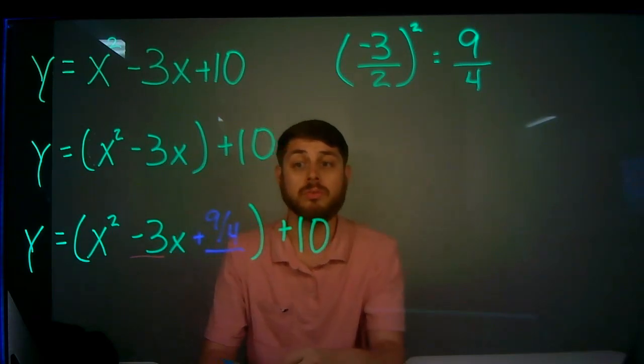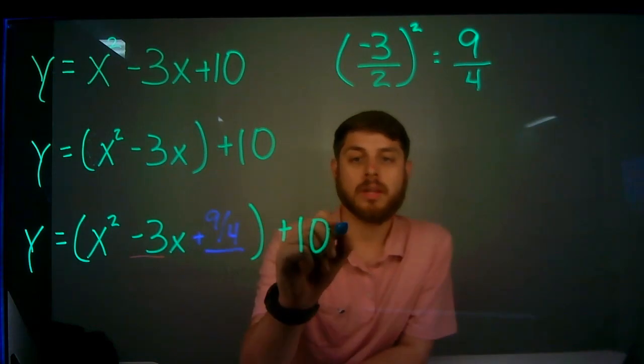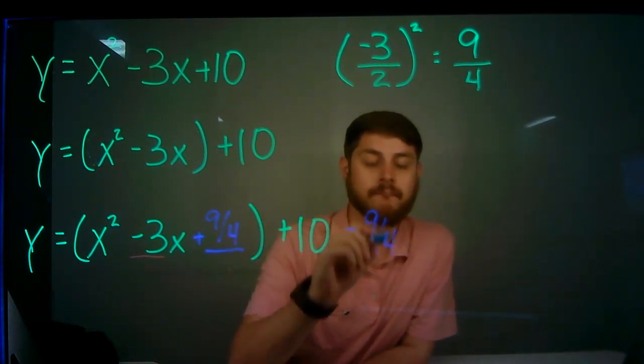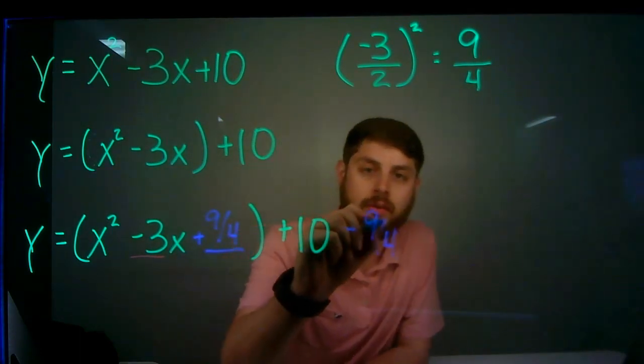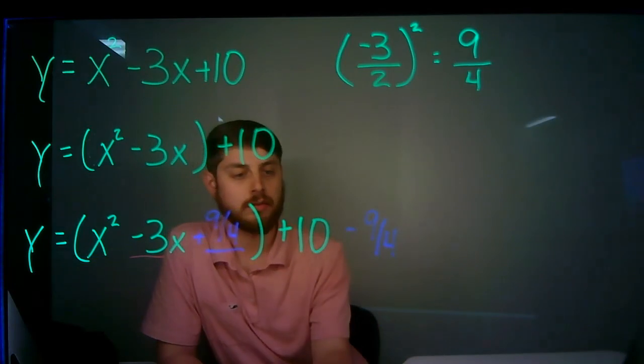But we can't just add 9/4 to the one side. We also need to keep the equation true. So if we add 9/4 here, we then need to come over to the outside and subtract 9/4 as well. I know it's kind of hard to see.